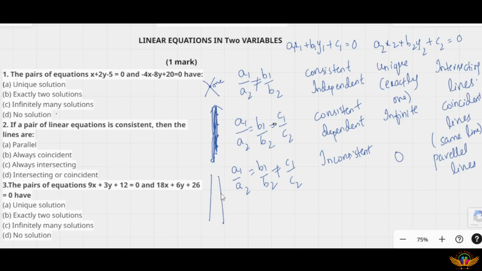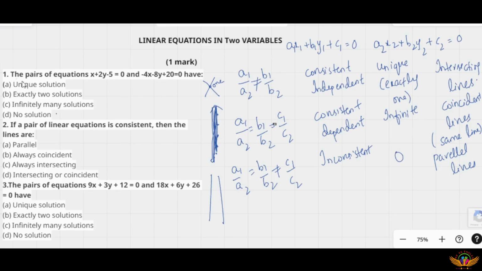Can you see anywhere the points are matching or meeting at any point? No, nothing. So nowhere are both lines meeting here. Hence they have 0 solutions, and this kind of solution we call a 0 solution, and this kind of equations we call inconsistent equations. Alright, so these are the 3 rules that you have to know, revise, learn by heart and remember anytime, because most of the 1 mark questions from linear equations in 2 variables will be coming from this table only.